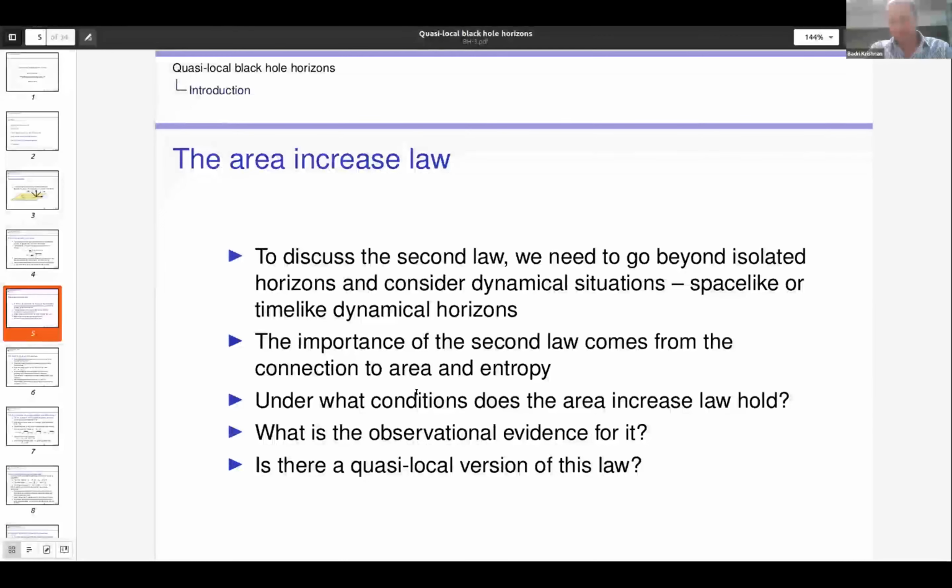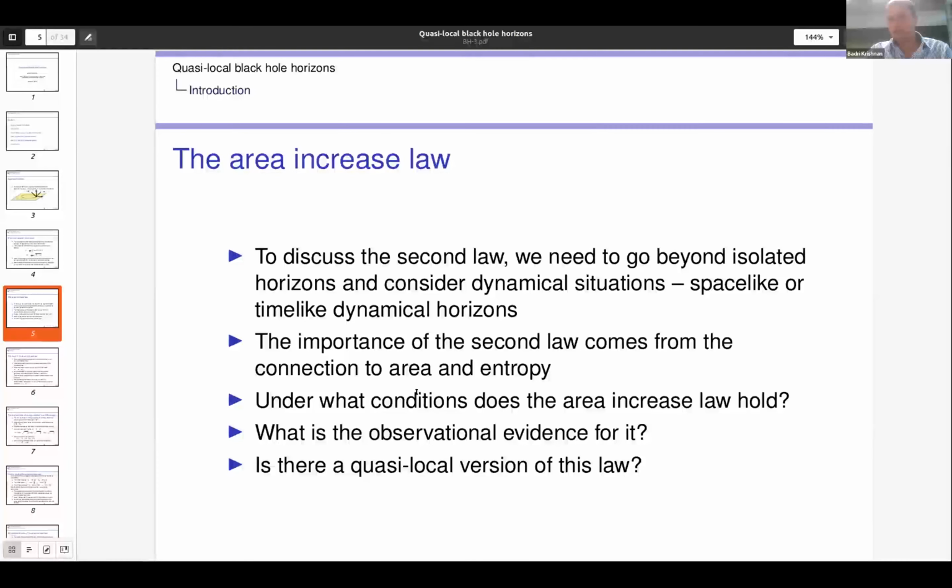But in reality, especially when you think of two black holes merging, near the merger the black holes are not isolated, and the black holes do grow, and the area does increase. Similarly, if you have a black hole formed from the gravitational collapse of a neutron star, for example, the black hole will grow initially as the matter falls in and collapses. So to discuss these situations, we now need to go beyond isolated horizons, and we consider the dynamical situation.